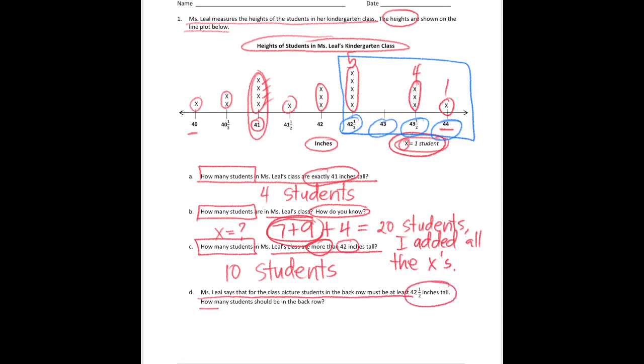Now the last one says, Ms. Leal says that for the class picture, students in the back row must be at least 42 and a half inches tall. It can't be below that. How many students should be in the back row? So we also make sure we think back row, taller students should be there, not the smaller ones. So when I look, of course, it starts from 42 and a half and ends at 44. So basically, the answer is also 10 students because 5 plus 4 plus 1 is 10. 10 students should be in the back row.